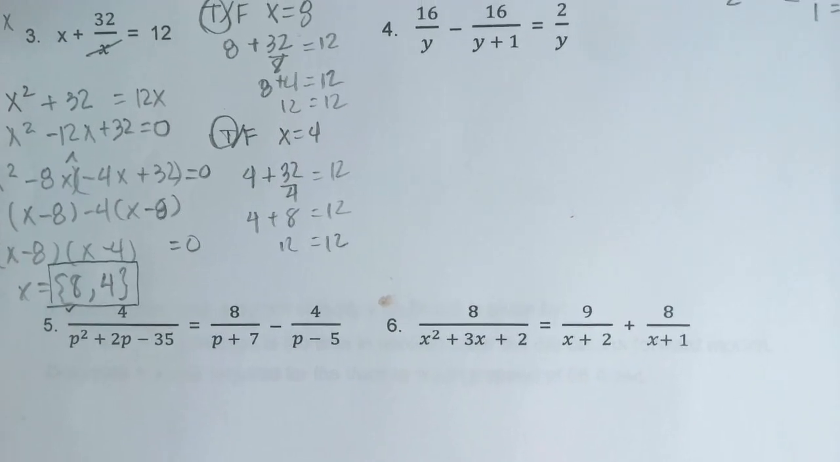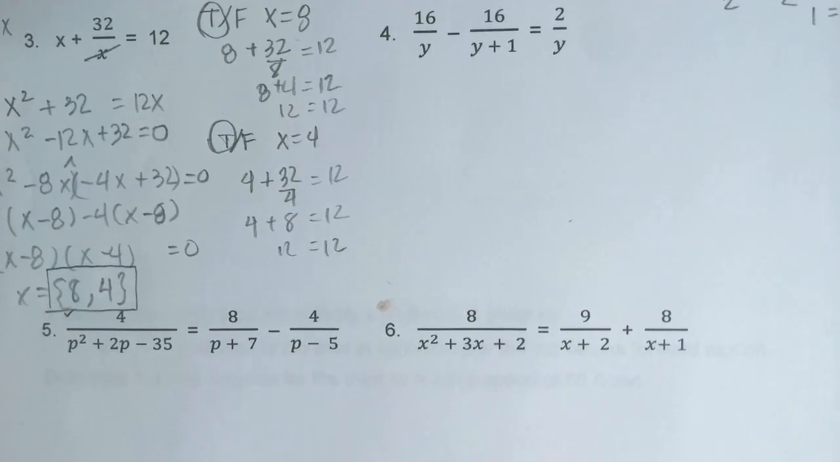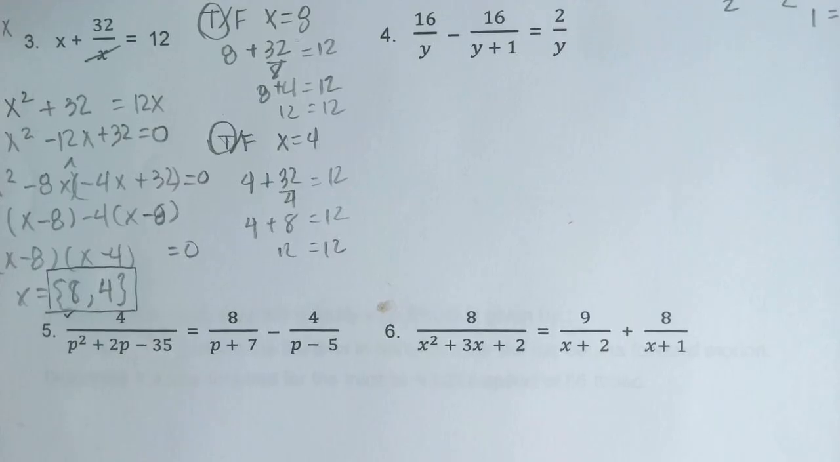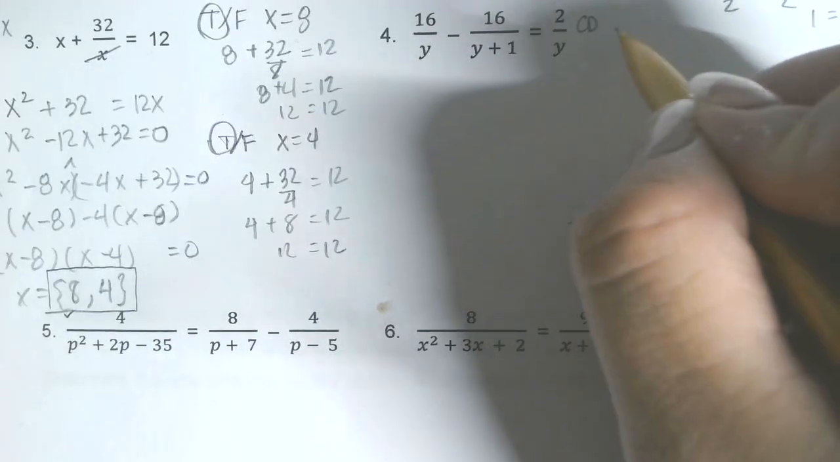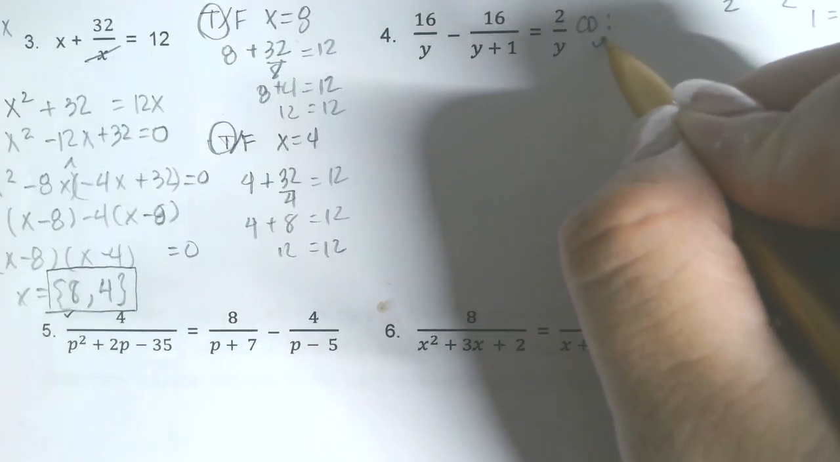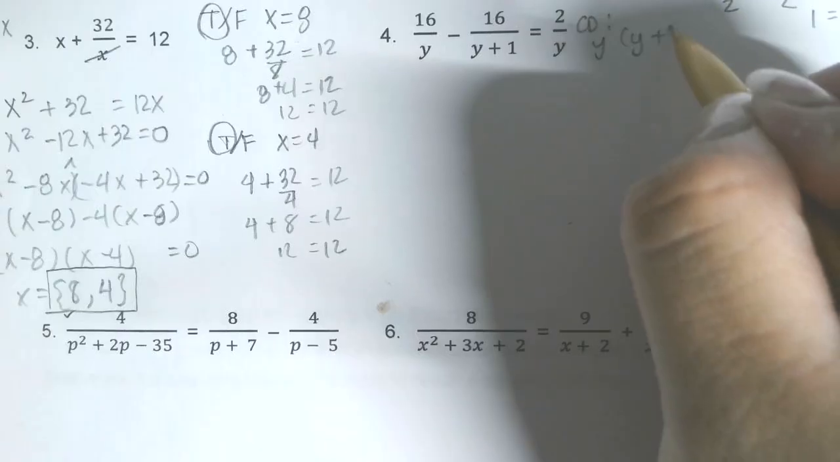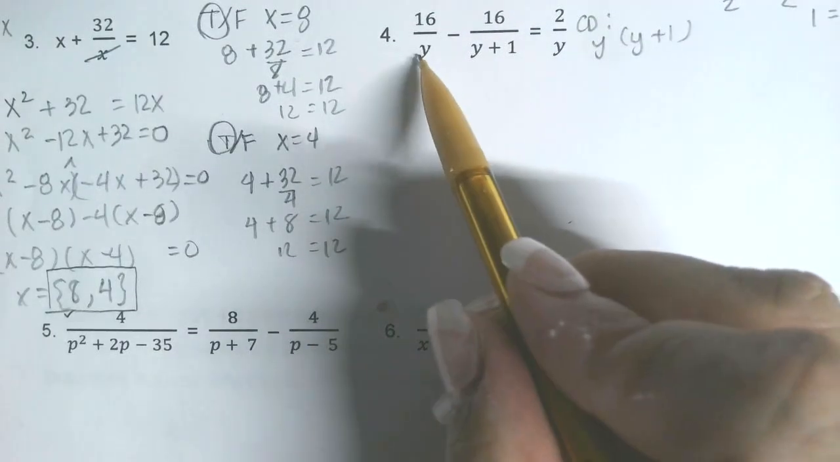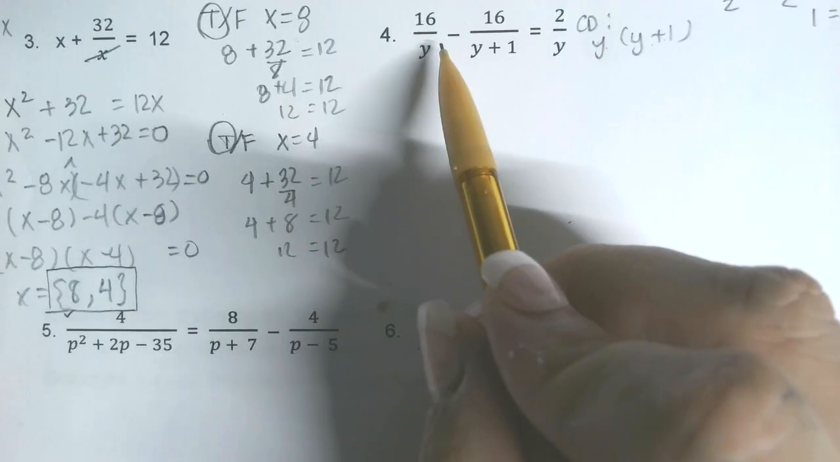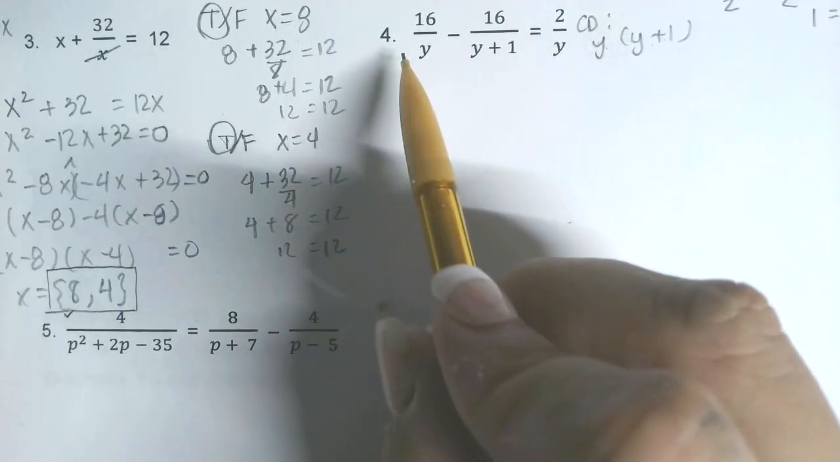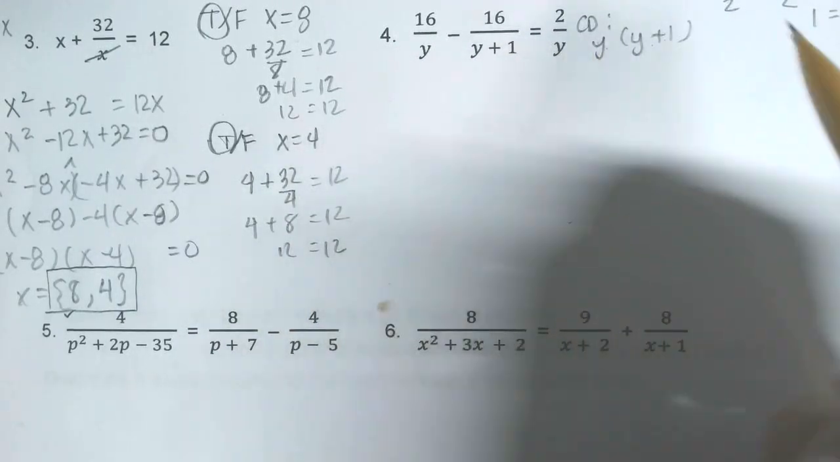Now for number 4, let's see what we have. 16 over y minus 16 over y plus 1. So your common denominator is going to be y times y plus 1. Remember, if it has one of these factors, then it just eliminates the denominator. We're trying to get rid of the denominator.